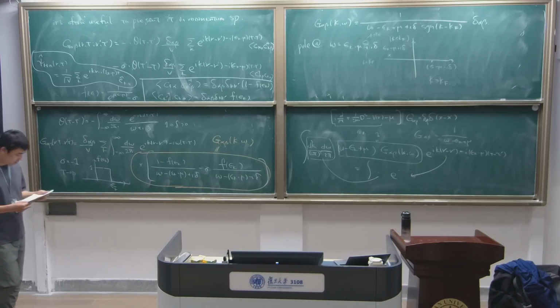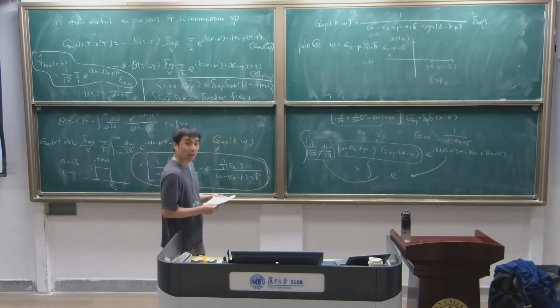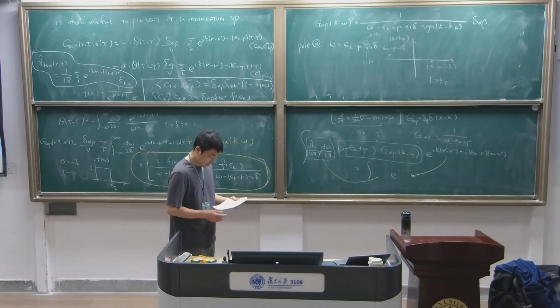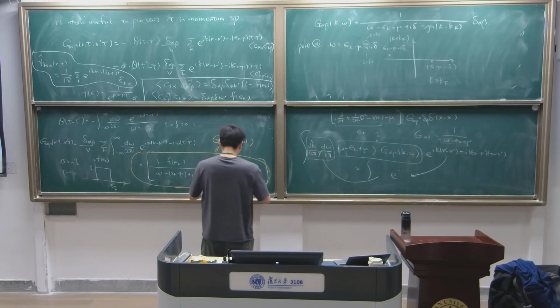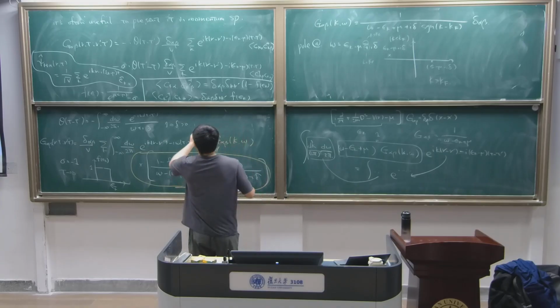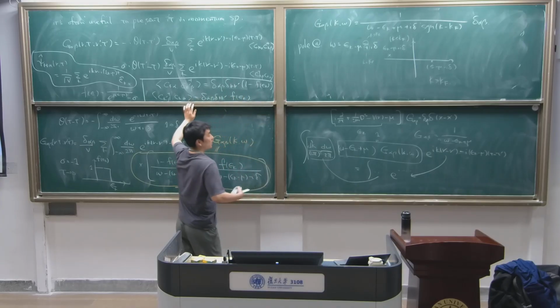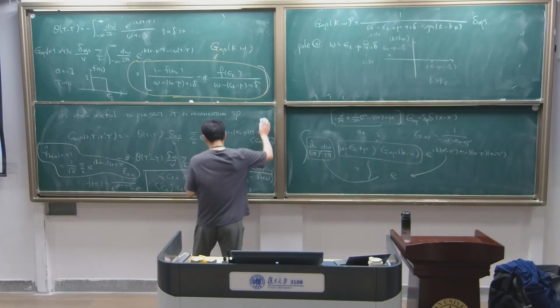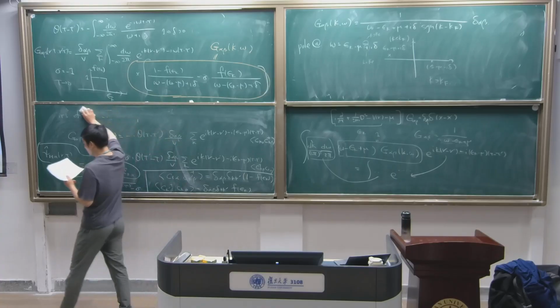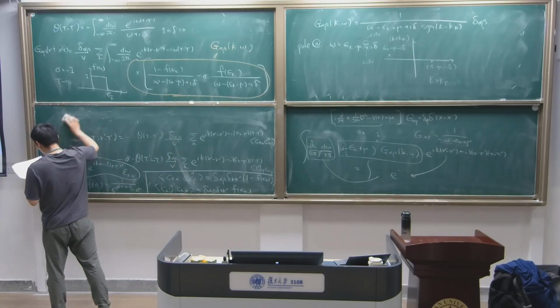Okay. Any question at this moment? And we do the same exercise for the finite temperature Green function. So here, I always use the Lorentzian signature. We did the same exercise for imaginary time.